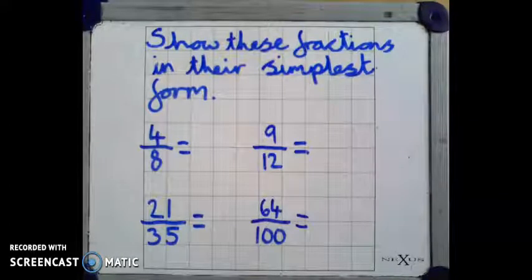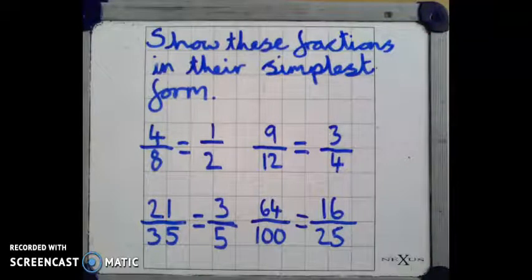Here are 4 fractions for you. You need to show them in their simplest form. You should pause the video now, try to solve them, and then unpause to check your answers. Good luck! Here are the answers.